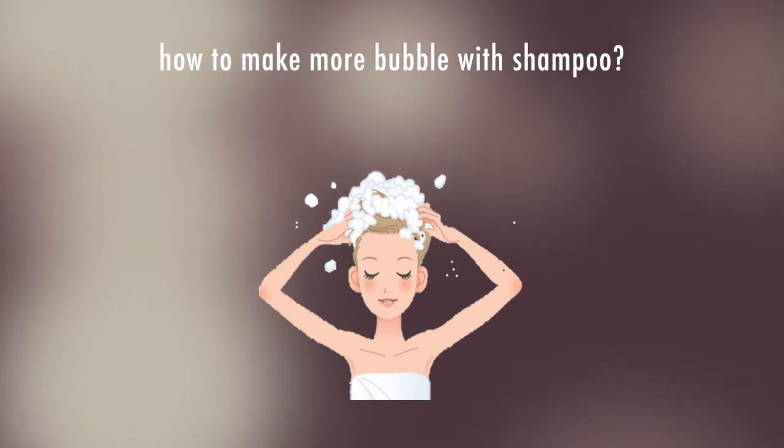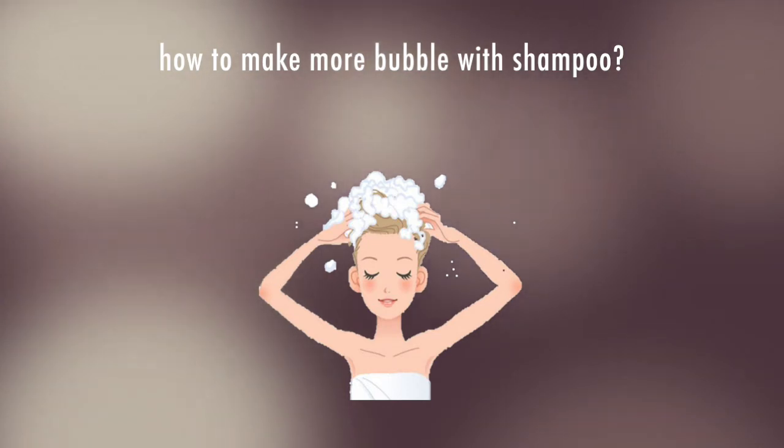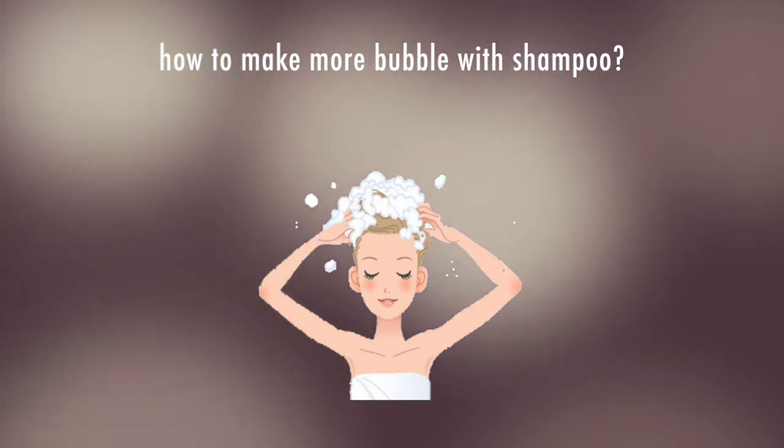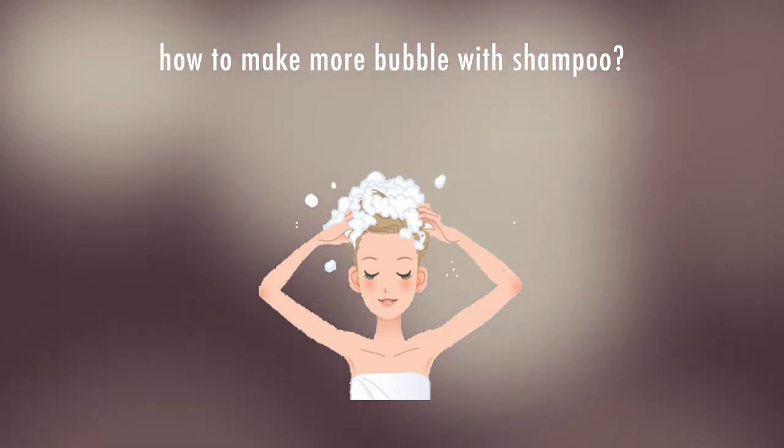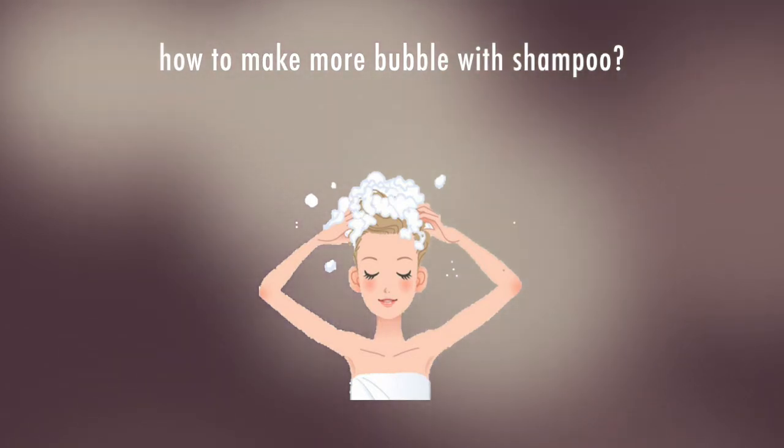But what if there is no bubble? It is not only no fun, but also the hair cannot be cleaned. So in this project, we're going to use Six Sigma method to find out how to generate more bubble with your shampoo. That is our design phase.